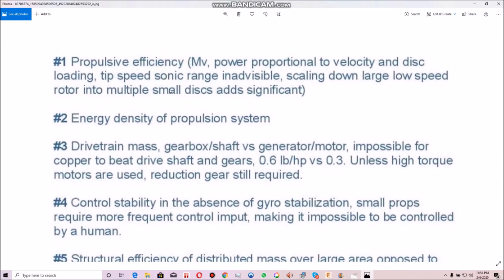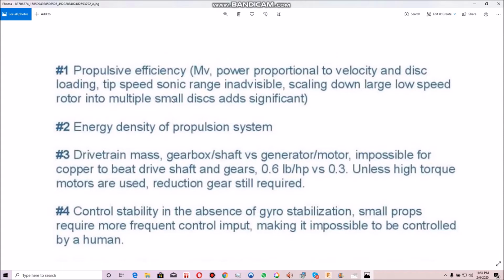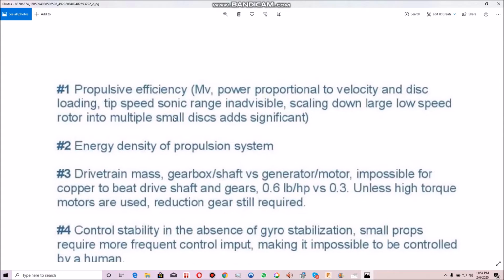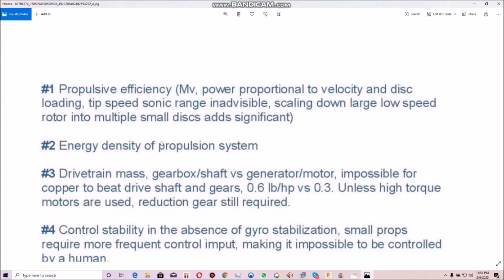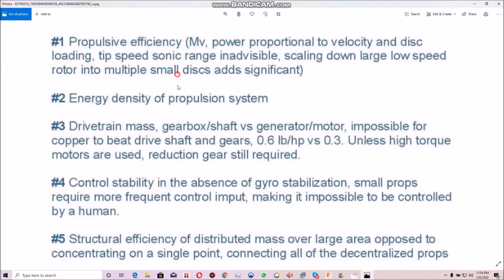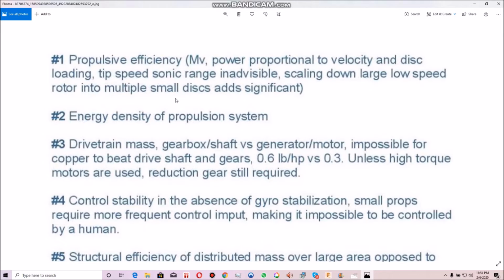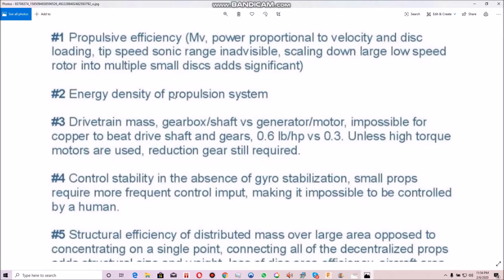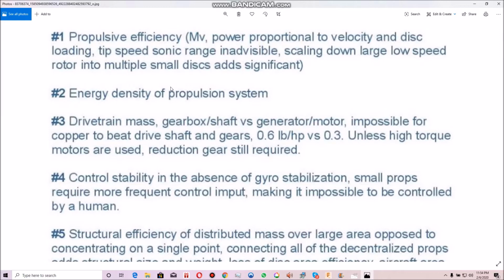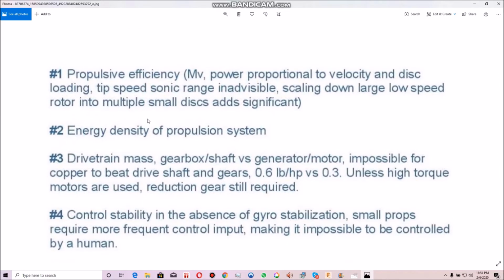Going back up here, we have propulsive efficiency, so mass times velocity. Velocity is going to be your main determining factor in how much energy you need to create that lift. Moving a large mass of air at a low velocity is much more efficient than moving a small mass of air at a high velocity. So having the prop tips in the Mach range results in vortices.